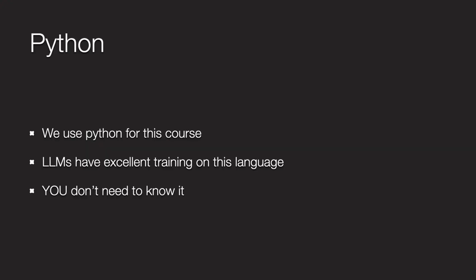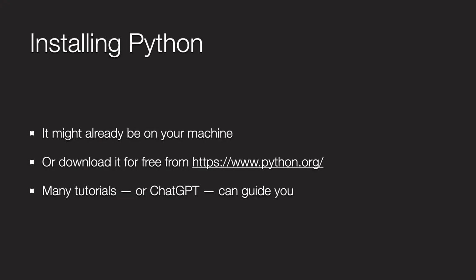First, we use Python. Python is a programming language that reads more or less like English, but has a particular syntax. We use Python for this course because LLMs have excellent training on this language from millions and millions of lines of software written by experts. You don't need to know it. You don't need to learn it. You need to install Python on your machine. It might already be there. If it's not, download it for free on python.org. There are many tutorials, or you can ask ChatGPT to guide you.